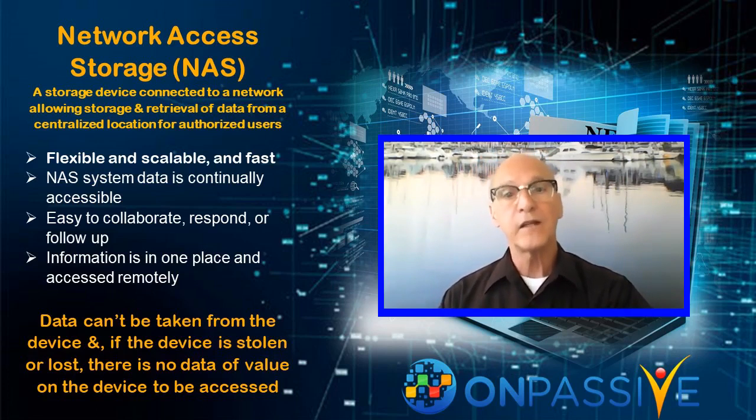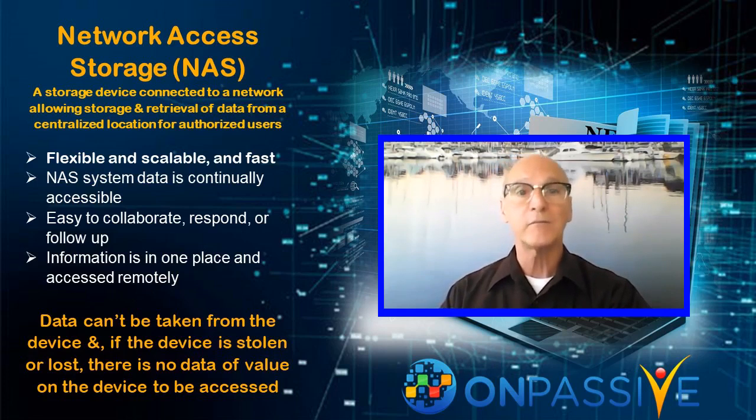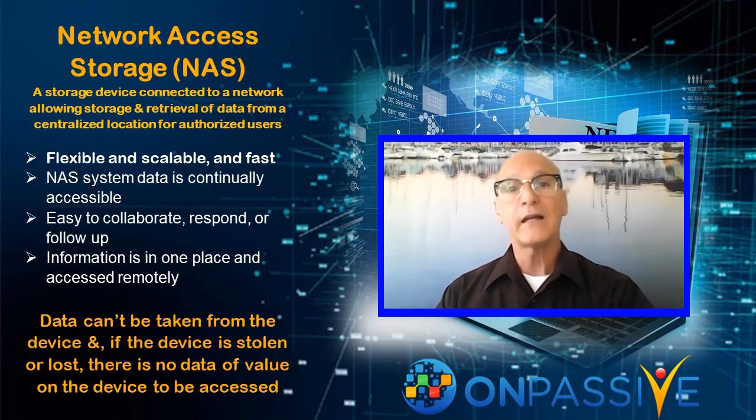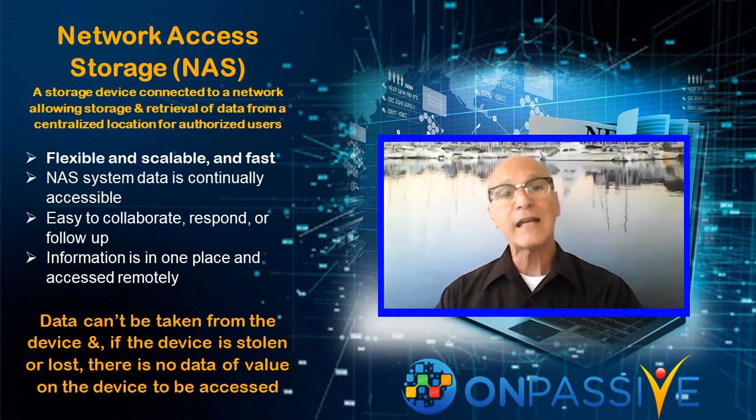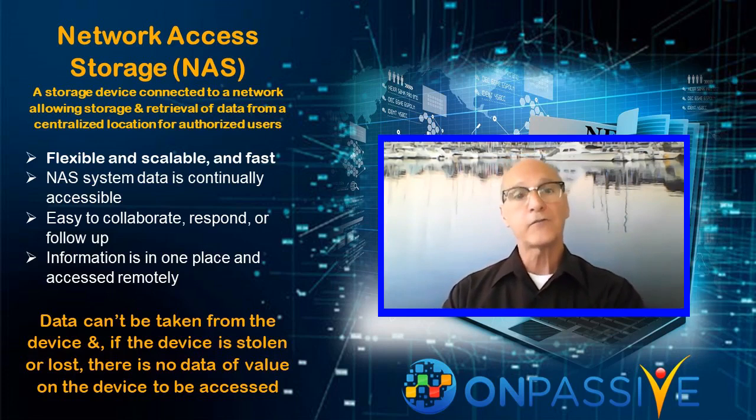OnPassive uses these systems. They're flexible and they're scalable, which you would imagine, knowing Ash, right? Meaning that as you need additional storage, you can add on to what you have. It's like having a private cloud in the office. It's faster, it's less expensive than conventional methods, and it provides all the benefits of a public cloud on-prem, and it gives you complete control.